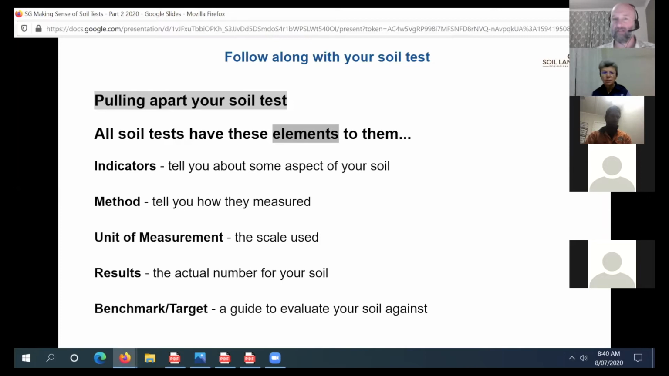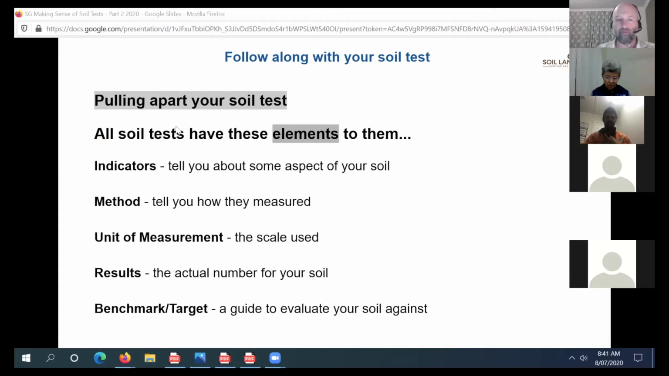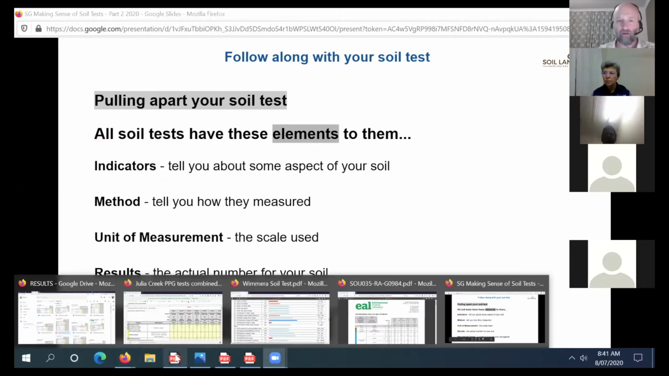The other thing we did last time was pull apart a soil test, and all soil tests should have those 5 elements that I've just got there. They should have indicators on them, and a method. How did they measure the pH, or how did they measure the organic matter? What method did they use? The unit of measurement: did they use grams per kilogram, or parts per million, or kilograms per hectare, or percentage? And then obviously you get your results. On some soil tests, there's also a benchmark or target to guide you. As a really quick refresher, I'll grab a soil test and we'll just pull one up to go over that again.